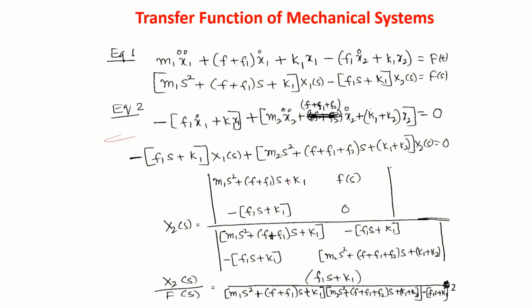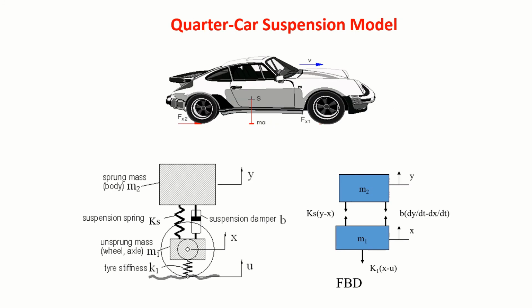So now the question is, once you have organized this, this will become 0, this will become f of s, minus of minus will become plus, and you will get the transfer function, which is again 4/3. Good.